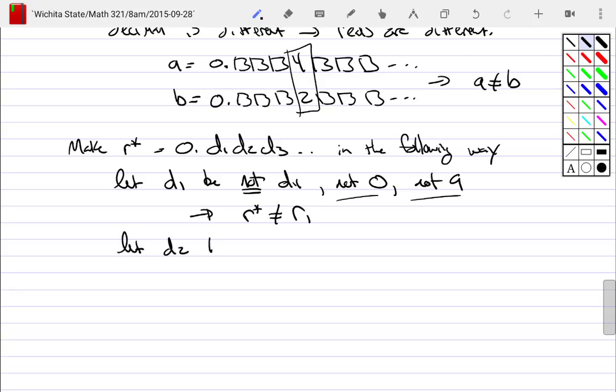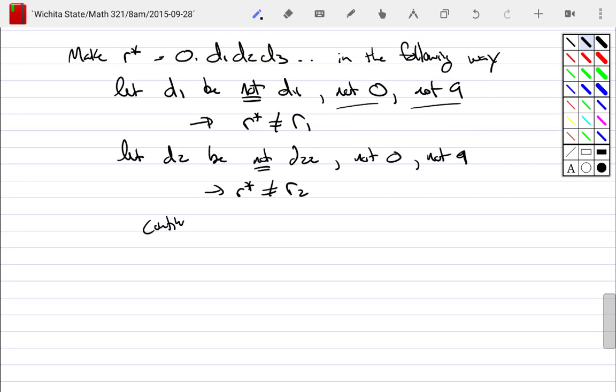I'm going to let my second decimal be not d22, not 0, not 9. Why? Because, again, that's the terminating issue. But that tells me that r star cannot be r2. Continue. r star cannot be ri for all i. Does that make sense? I just keep going down and say, not that, not that, not that, not that, not that. And then I have made a new number between 0 and 1 that is not in my list.